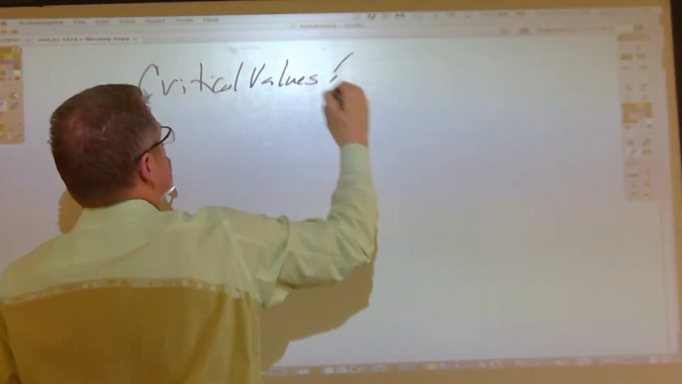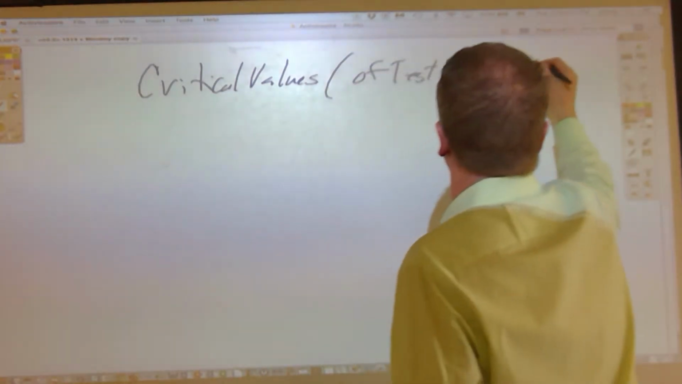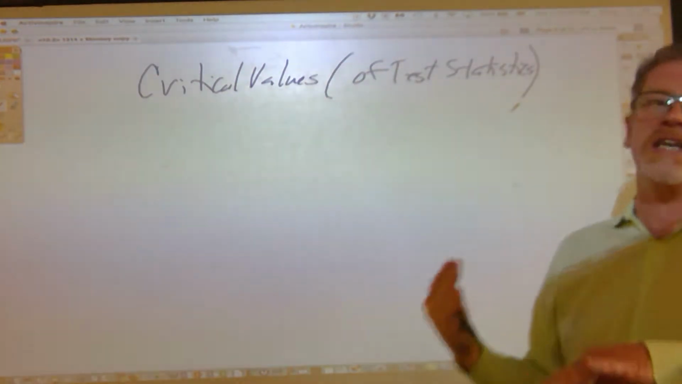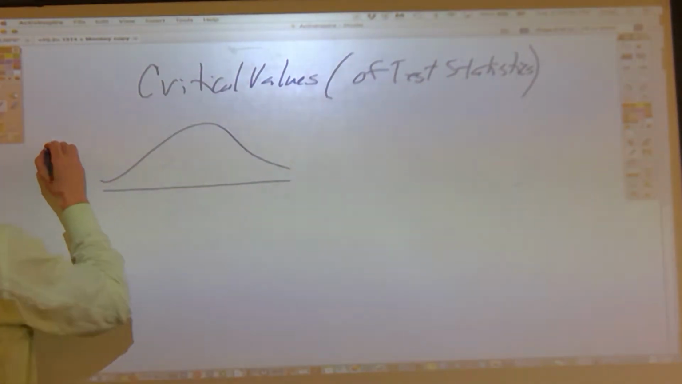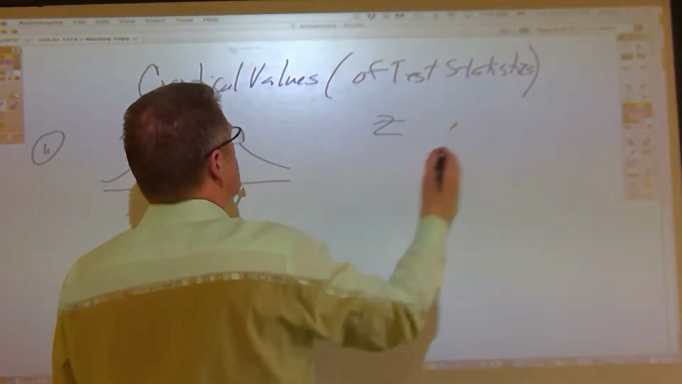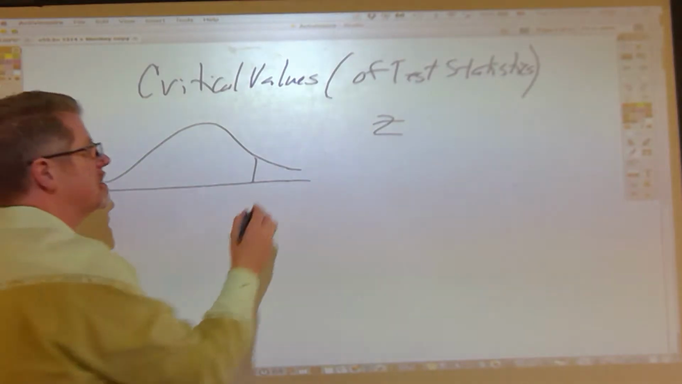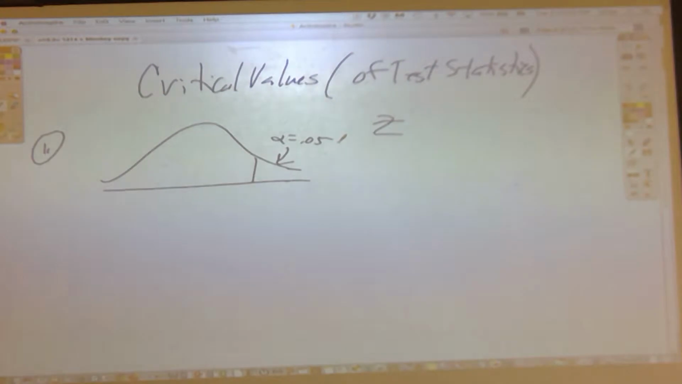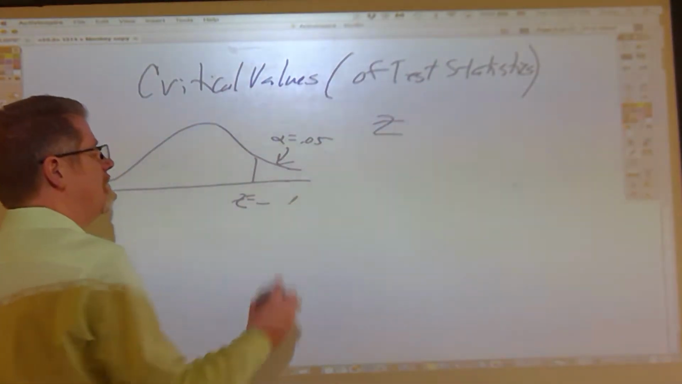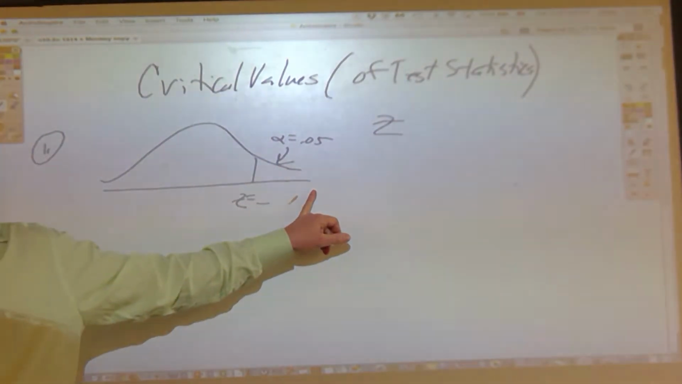Critical values are implied of test statistics. What's the critical value of the test statistic? Well, Z is a test statistic. What's the critical value of Z? This will be our first example. What's the critical value of Z for a one-tailed test in which we have set alpha at 0.05? Basically, the critical value of Z is the value of Z above which we would reject the null hypothesis.